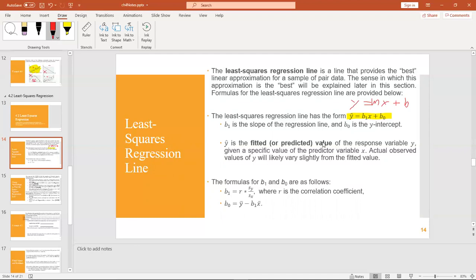Y hat is the predicted value, and we distinguish that from y, which is used to describe the values from the actual data that are originally from our experiment. The way B1 is calculated is you take the correlation coefficient and multiply it by the ratio of the standard deviations for y and x individually. And then once you find B1, you can find the intercept, because it's the mean of y minus B1 times the mean of x. That's how they're found.